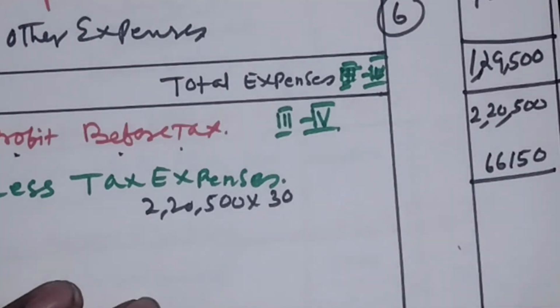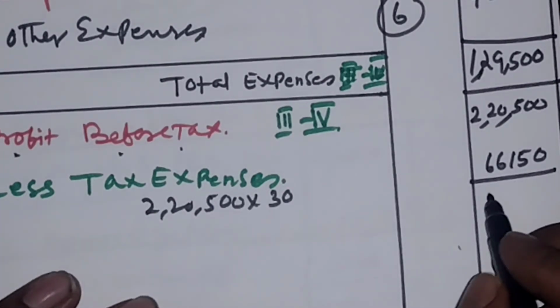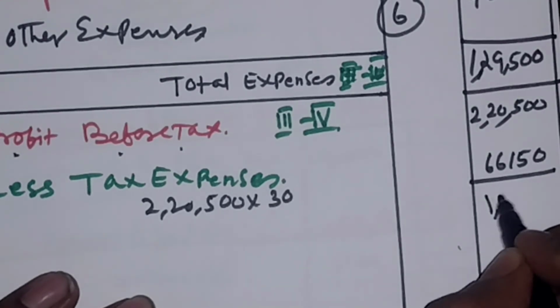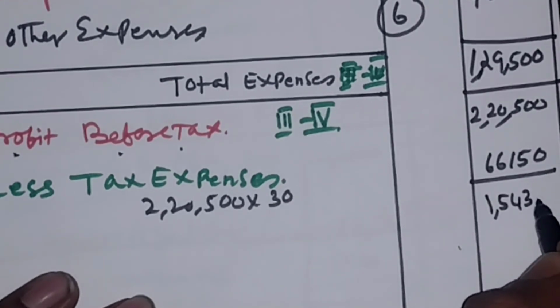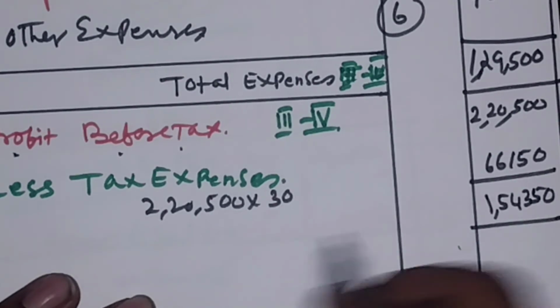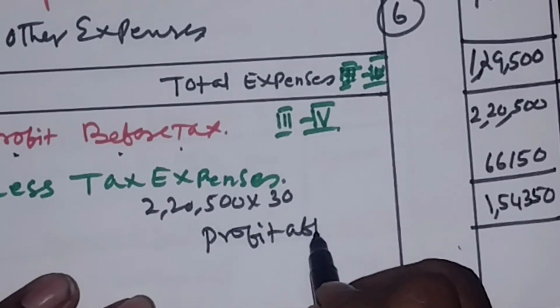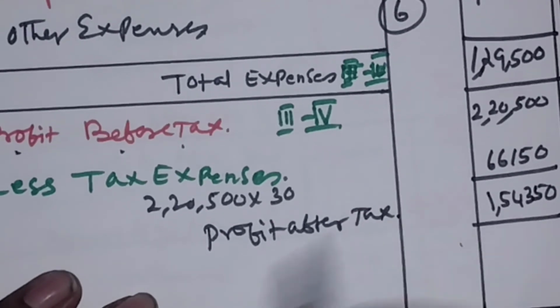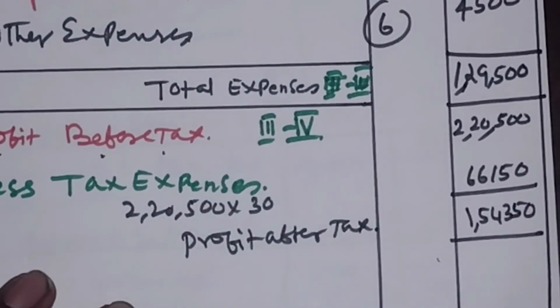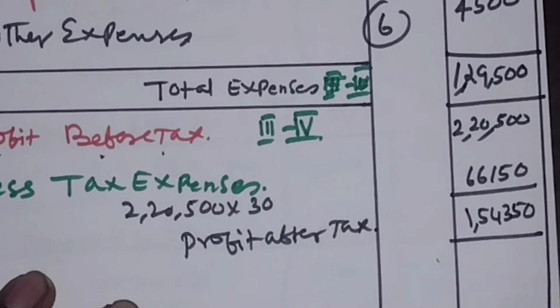66,150. If I subtract it from 2,20,500, it equals 1,54,350. This is called profit after tax.